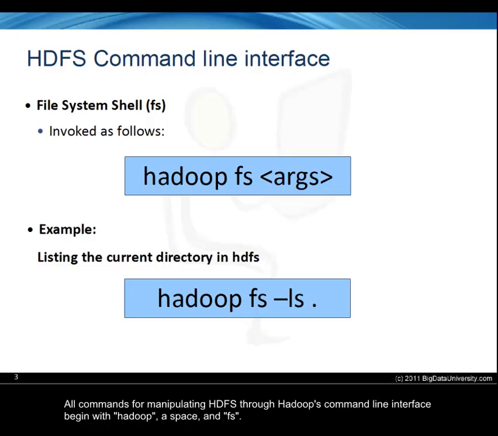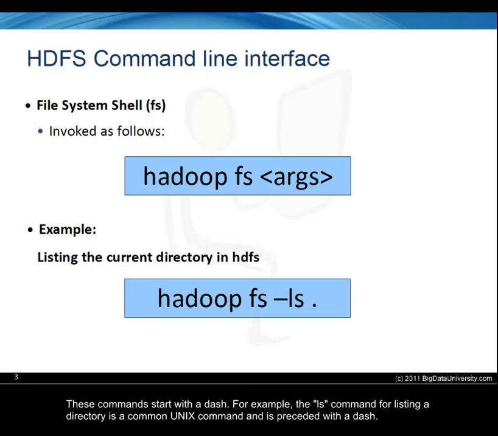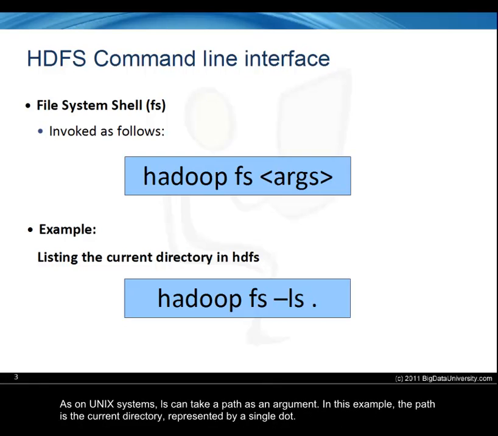All commands for manipulating HDFS through Hadoop's command line interface begin with Hadoop, a space, and FS. This is the file system shell. This is followed by the command name as an argument to Hadoop FS. These commands start with a dash. For example, the ls command for listing a directory is a common Unix command and is preceded with a dash. As on Unix systems, ls can take a path as an argument. In this example, the path is the current directory, represented by a single dot.